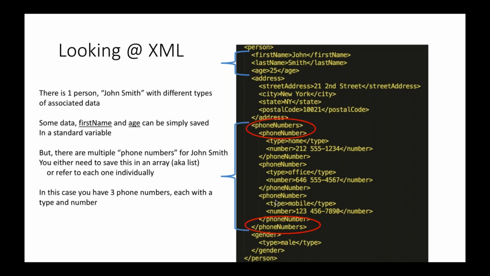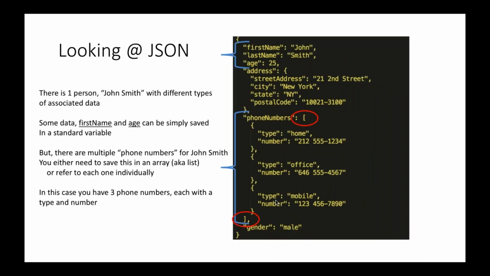And it gets even more complex because there's a type, which could be home or office or mobile, and then you've got the actual number itself. But well, let's look at that on the JSON side. So on JSON, we've got the same thing. John Smith, age 25, can pull out some variables there.